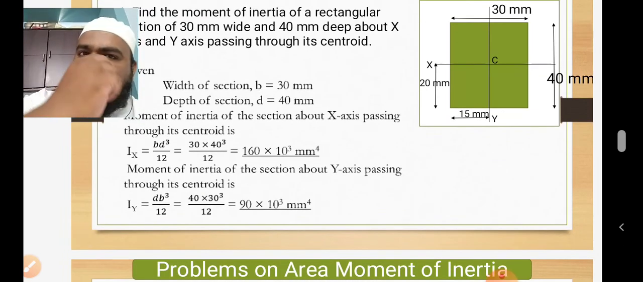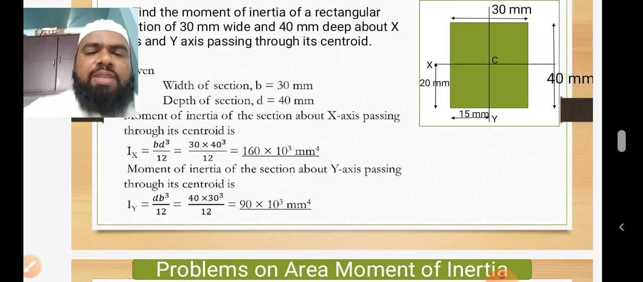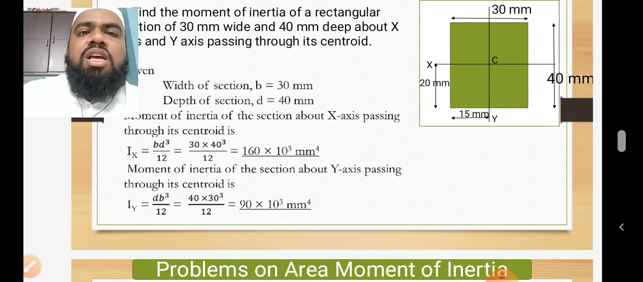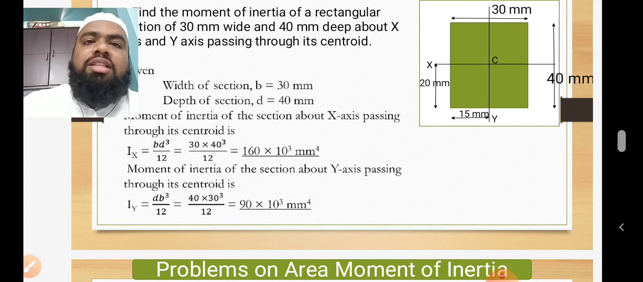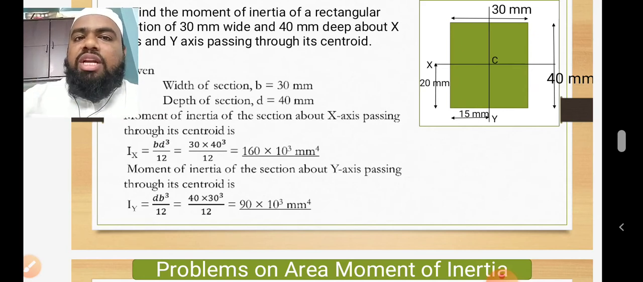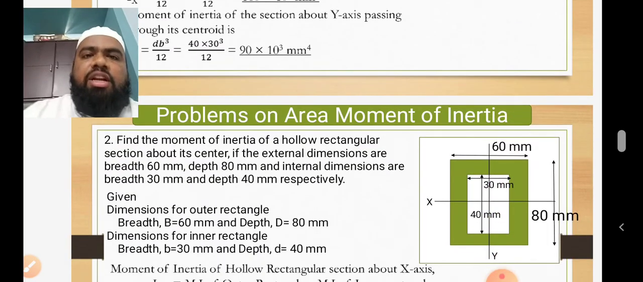Very important, very easy. So problems are very easy. Substituting the given values in the formula, it is very easy. But when the question is asked about proving the theorems, where base is B and depth is D, or base is B and depth is H, then to find or prove the formula, we have to go through the integration technique. Clear? So now the problems of area moment of inertia.